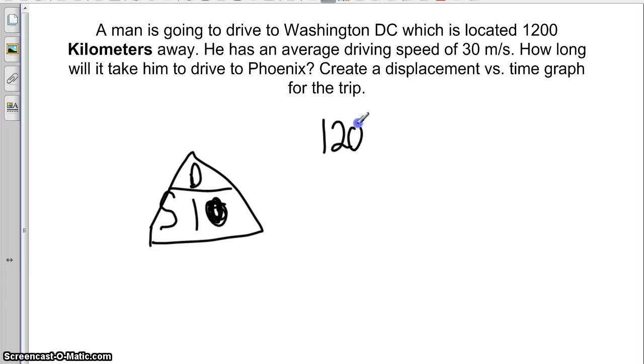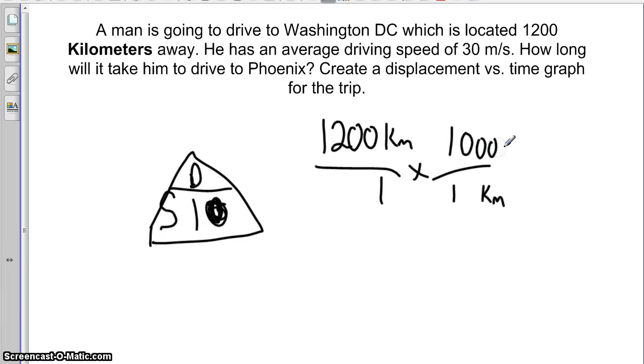I've got 1,200 kilometers. I'm going to put km in the bottom, and I know that 1 kilometer is 1,000 meters. And I will give that information tomorrow. But this leaves me with 1,200 times 1,000, which is basically 1.2 times 10 to the 1, 2, 3, 4, 5, 6. 1.2 times 10 to the 6th meters. Because kilometers cancel, I'm just going to be left with meters in the top. So this is how far it is away.